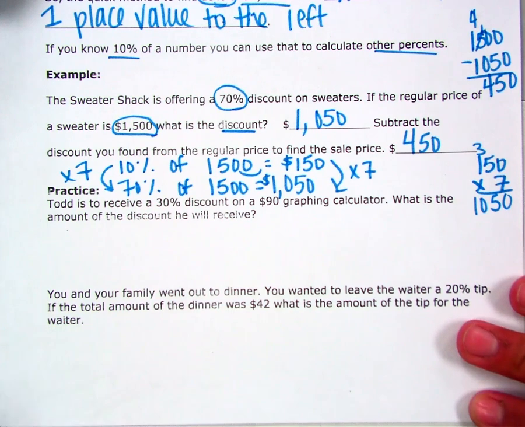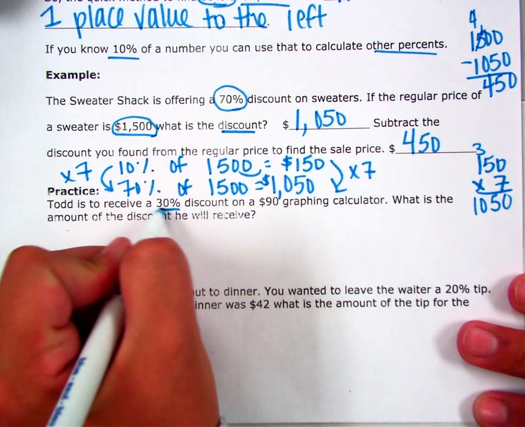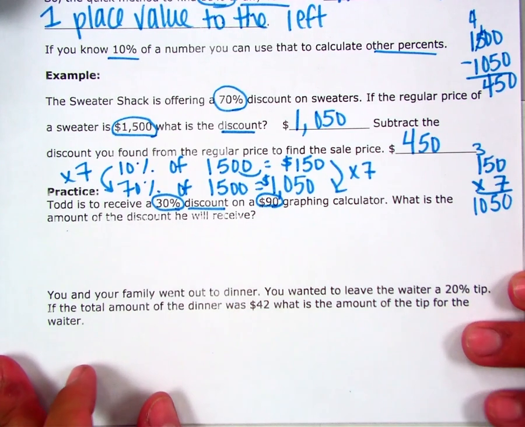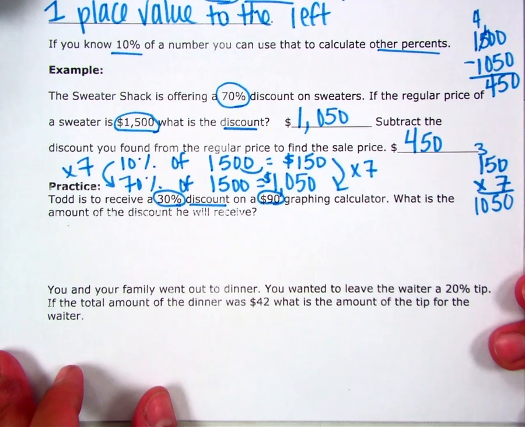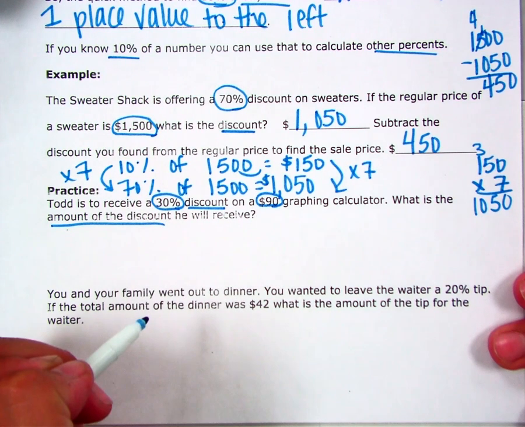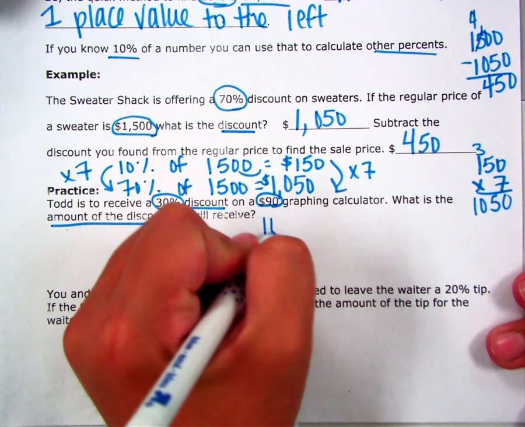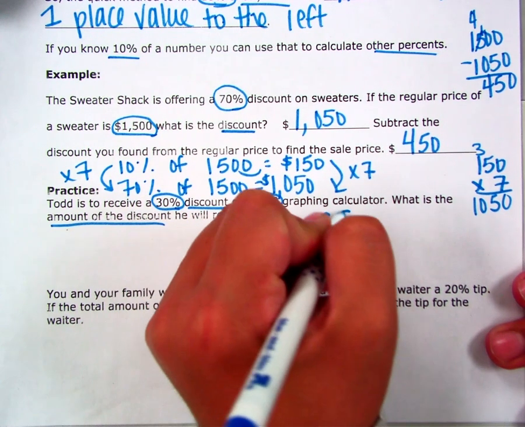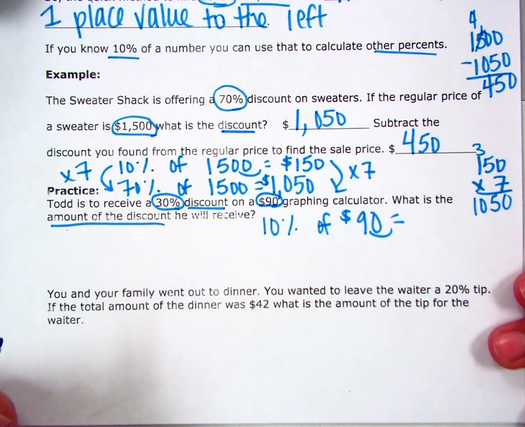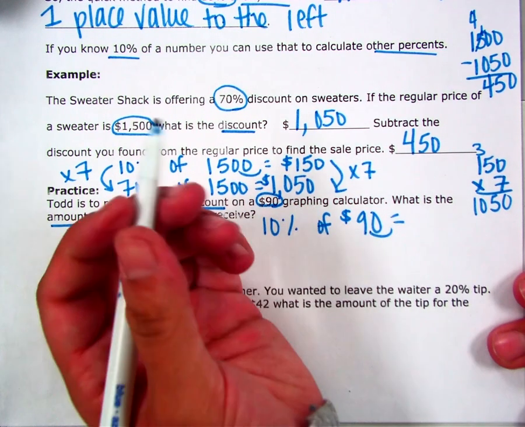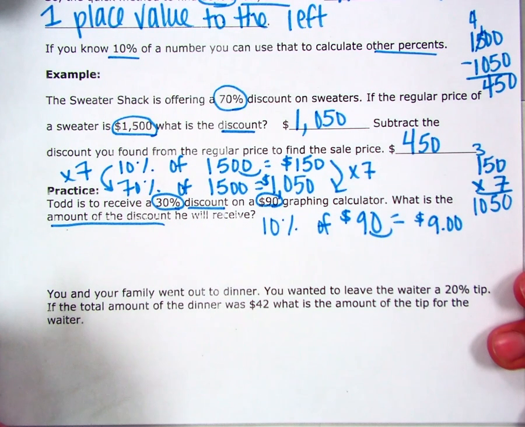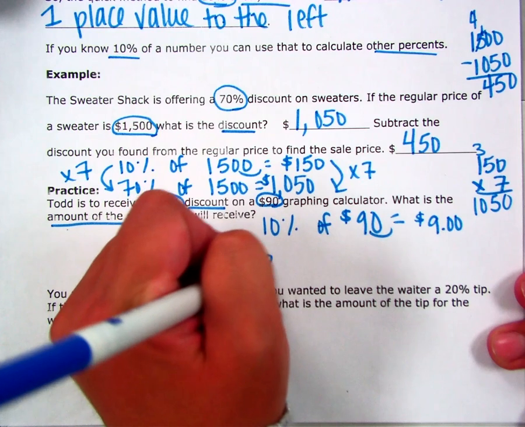Let's try one more and see if you've got the 10% down. So Todd is to receive a 30% discount on a $90 graphing calculator. I guess he's in high school or college. He has to buy an expensive calculator. We want to know how much of a discount he is going to get. So we can start by figuring out 10% of the $90 calculator. And that's by moving my decimal one time to the left. So that means he's going to save $9 if it was only 10% off.